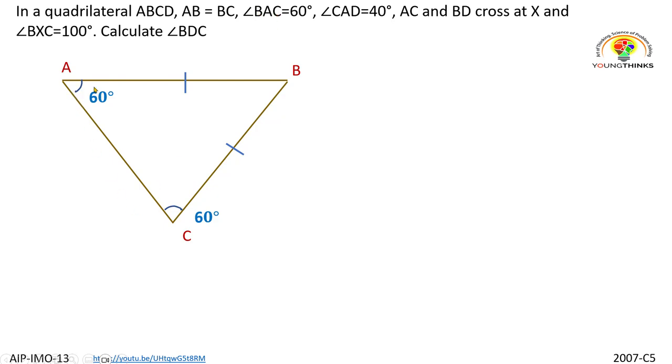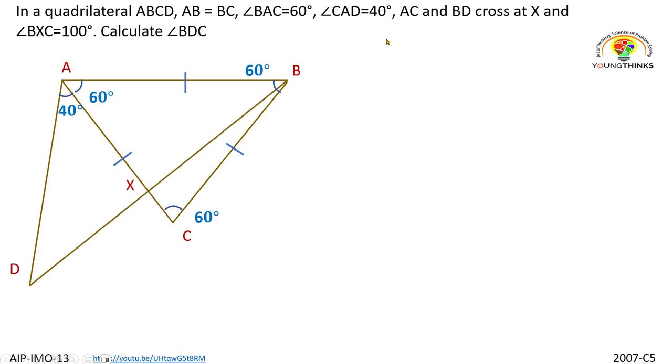BAC is 60 degree, AB and BC are equal. So triangle ABC is going to be an equilateral triangle. And D is going to be somewhere here. And that is going to be 40 degrees, CAD.